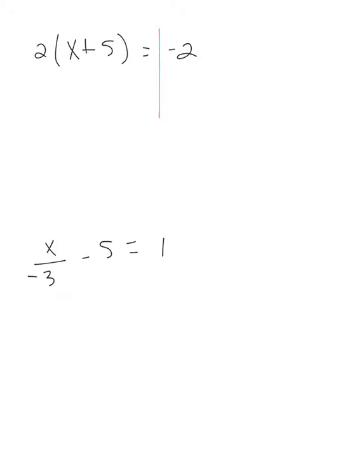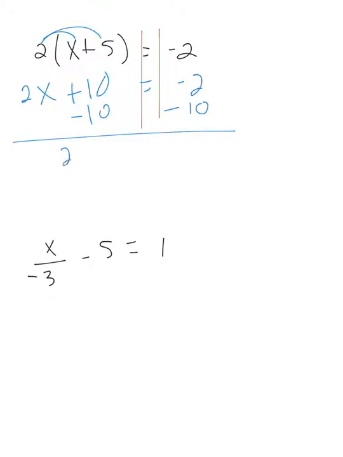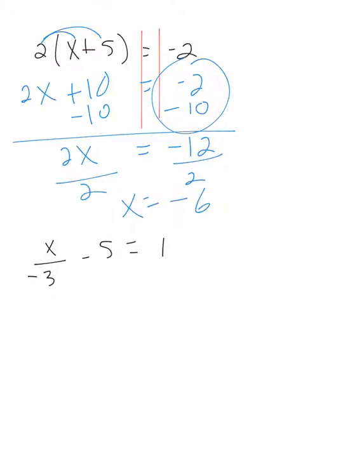In this problem, we have to do the distributive property first. So I have 2x plus 10 equals negative 2. I'm going to subtract 10 from both sides. 2x equals, be careful here, that's negative 12. Divide by 2, x equals negative 6.